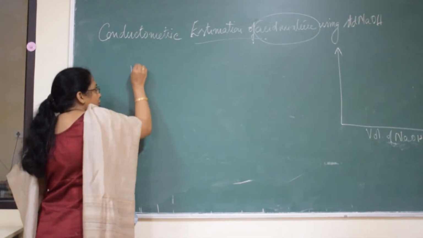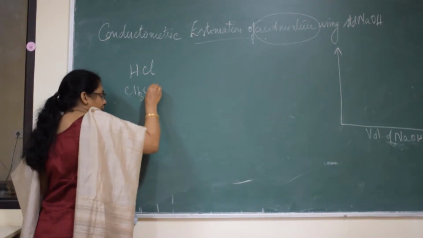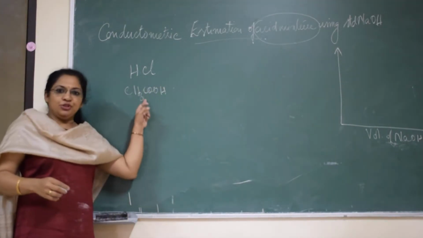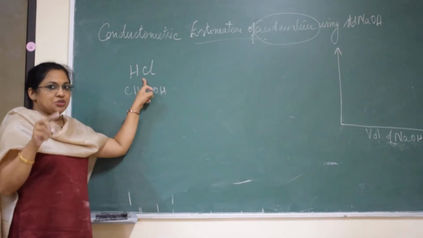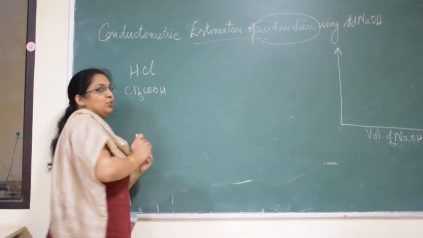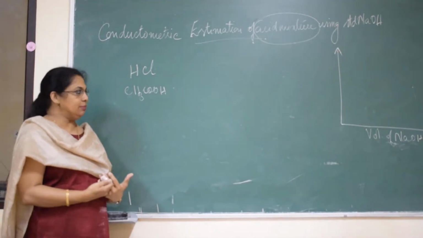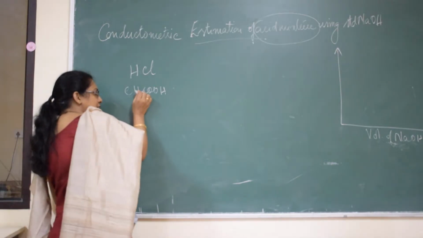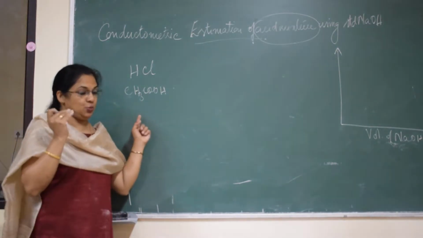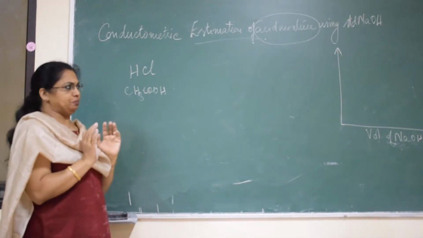Here I am going to take two acids. One is hydrochloric acid, the other one is acetic acid. What's the difference between these two acids? The first one, hydrochloric acid, is a strong acid. Strong acid means you know very well it undergoes complete dissociation. The maximum number of H+ is available. And this is acetic acid. Acetic acid is a weak acid. It undergoes only partial dissociation. This is the difference between these two.